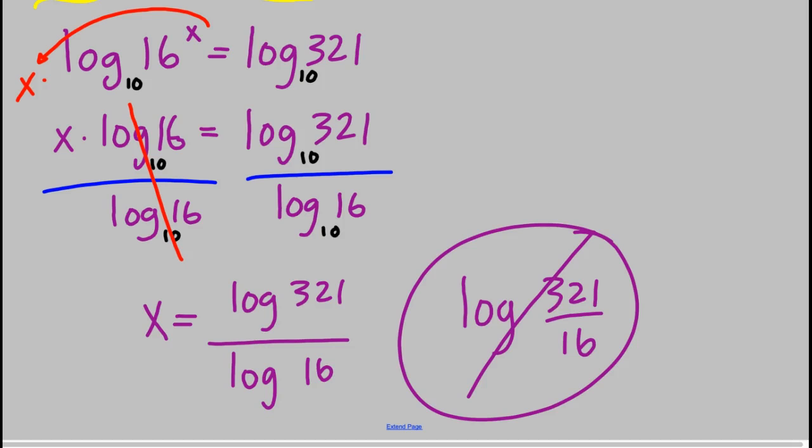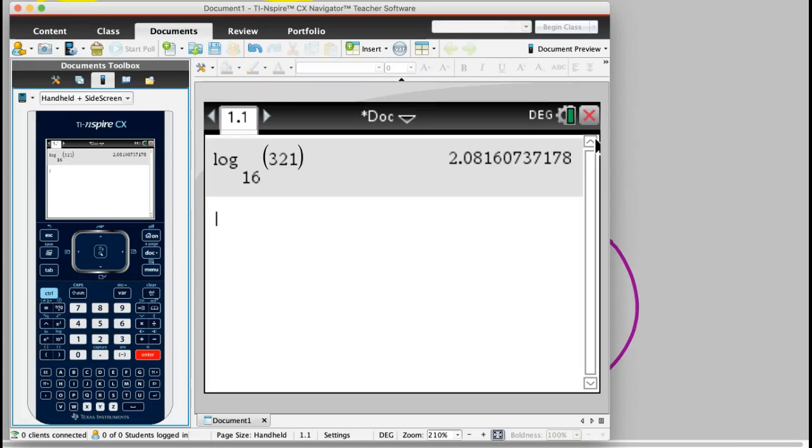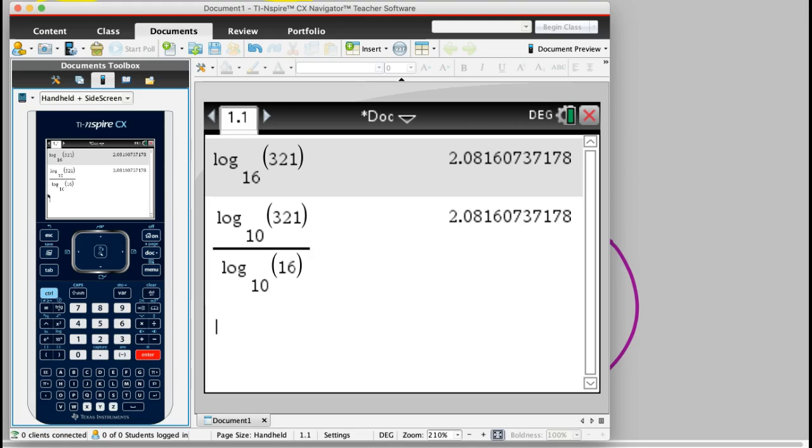So now let's go over to the calculator again and see what happens when we put that in. Any predictions? I better type it in. You think it's going to be the same? Good prediction. Ta-da!